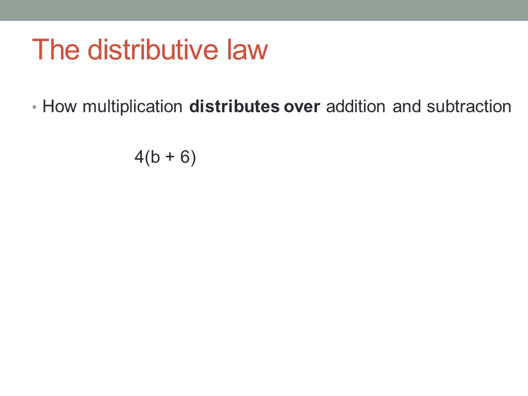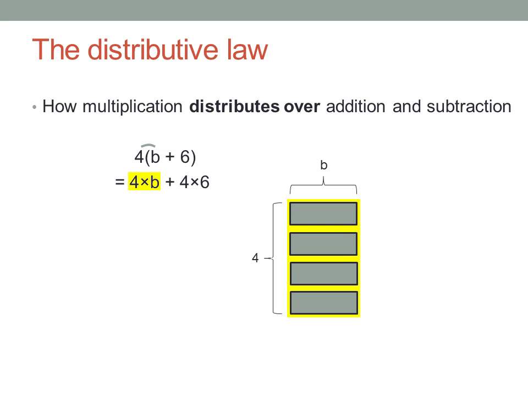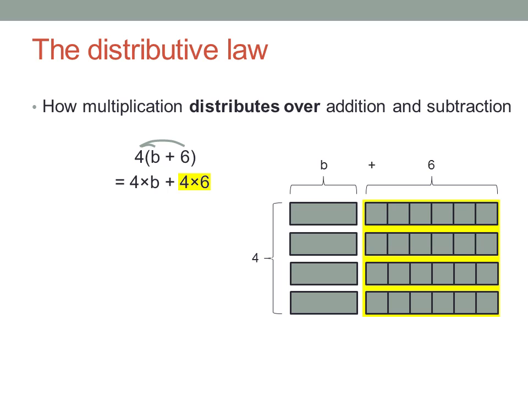Let's try that again. 4 brackets B plus 6. Remember there's a multiplication in there between the 4 and the bracket. 4 times (B plus 6). Now I don't know how big B is. I don't have a value for it. But I can still expand it using the distributive law. I have 4 lots of B plus 4 lots of 6. 4B plus 24. See how easy that was? I turned my product, 4 times the brackets, into a sum, 4B plus 24.